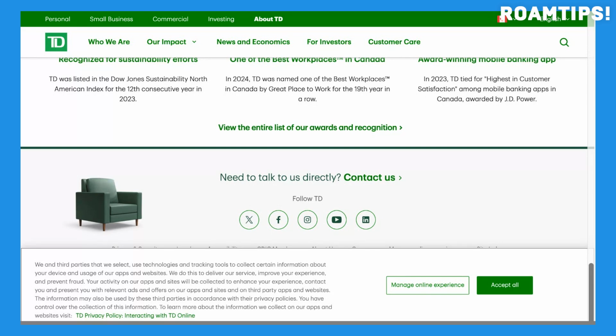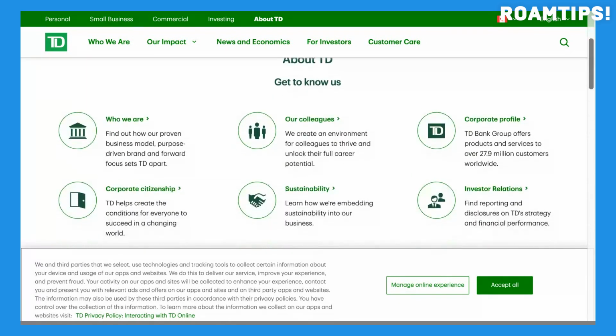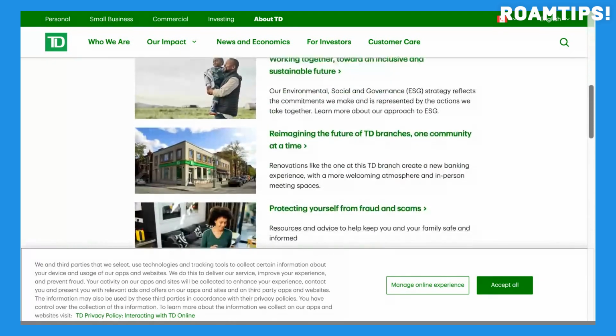Finally, TD Bank emphasizes its commitment to security and customer privacy. The website outlines various security measures implemented to protect customer data and prevent fraud. Additionally, customers can access resources and support for addressing security concerns or reporting suspicious activity. This emphasis on security helps build trust and reinforces TD Bank's reputation as a reliable financial institution.